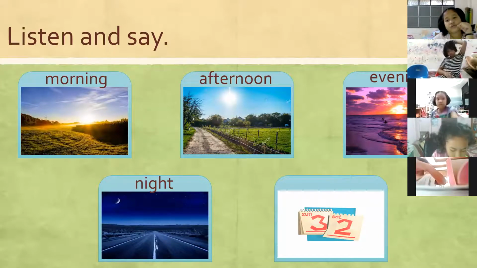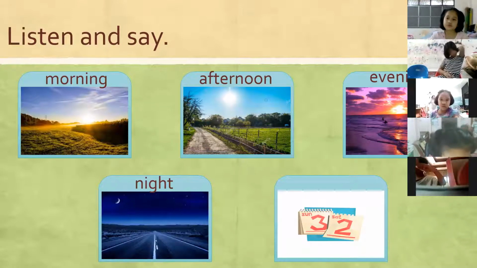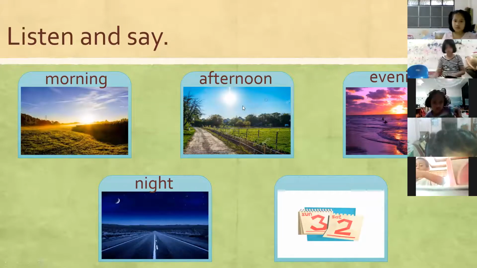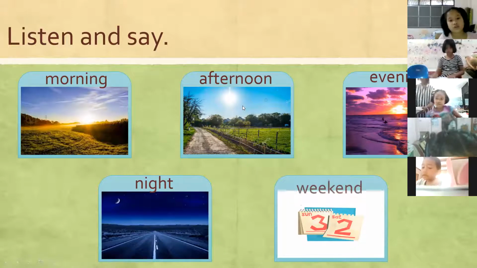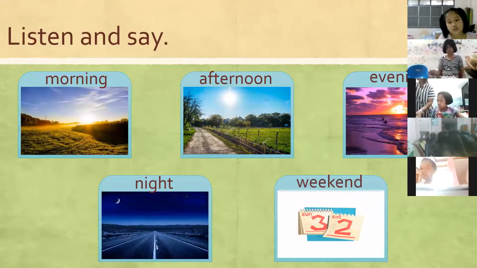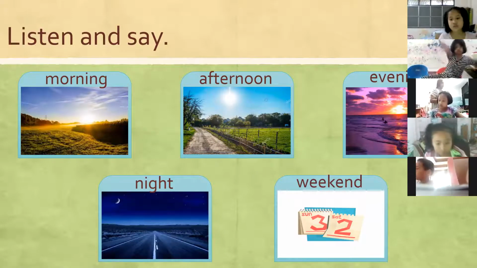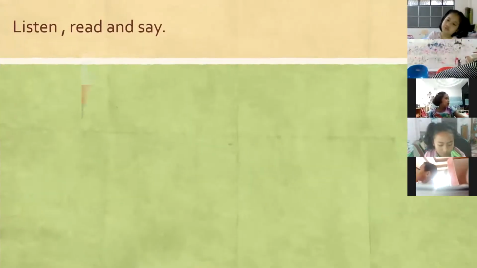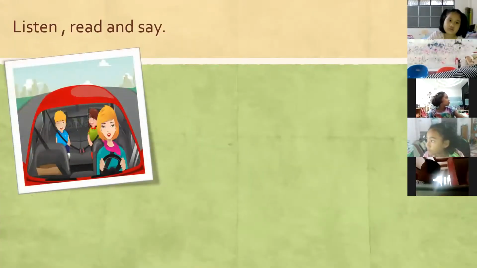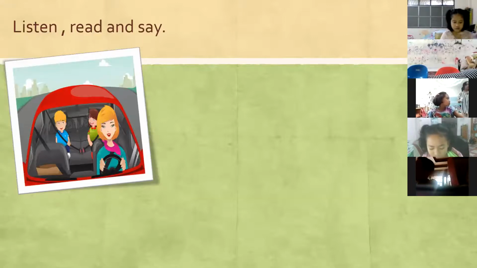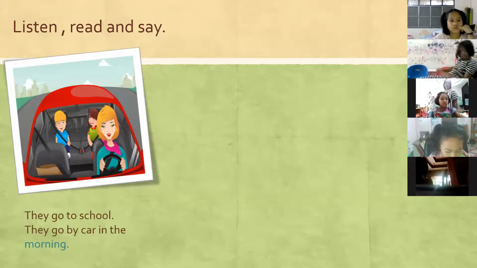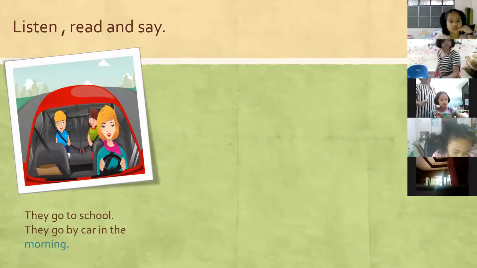And the last one, we have weekend. So we have five vocabularies, right? Morning, afternoon, evening, night, and weekend. We have short sentences here. Can you read the sentences? Okay, day one, two, three, go.